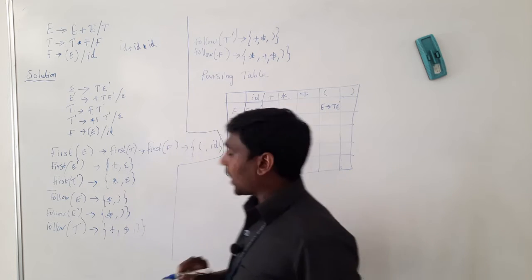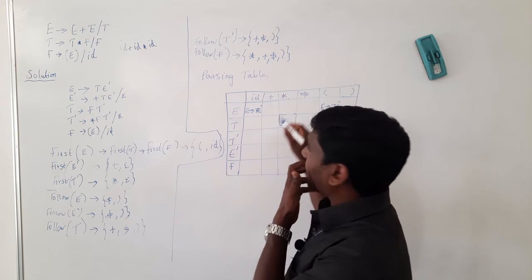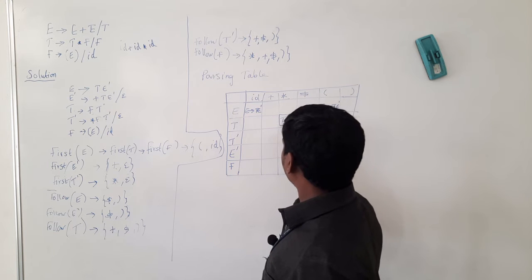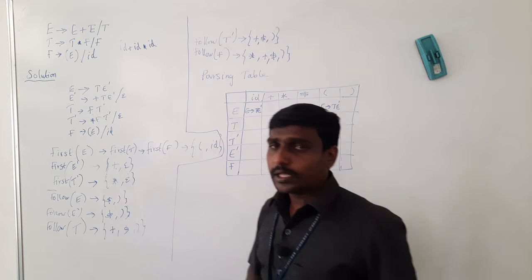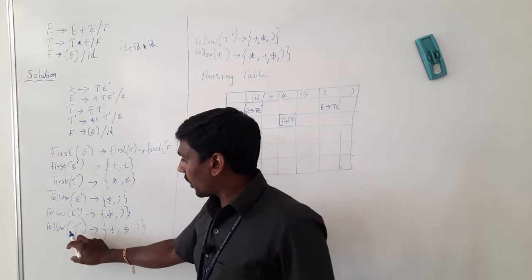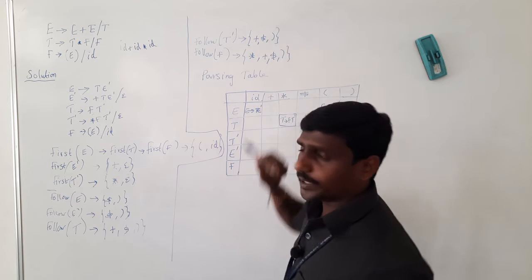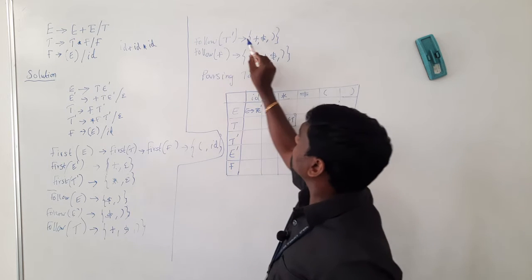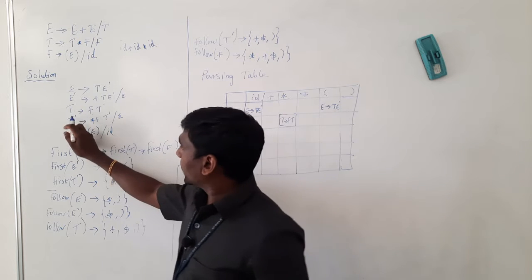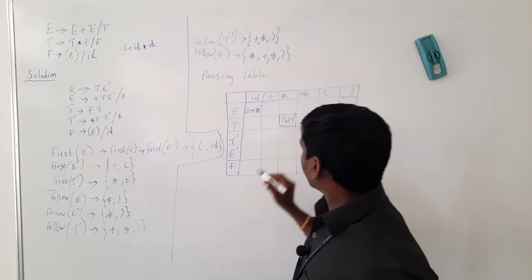So in the place of star, I want to fill T's production here. What is T? T tends to F T dash. And if there is epsilon, I want to fill using the follow of T dash also. Follow of T dash is plus dollar close brace. So in the place of plus, dollar, close brace, I want to fill T dash tends to epsilon.